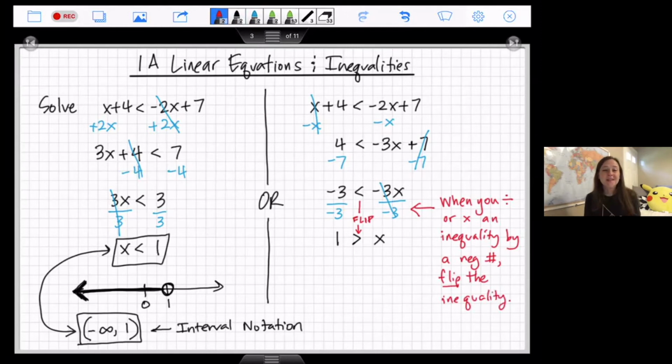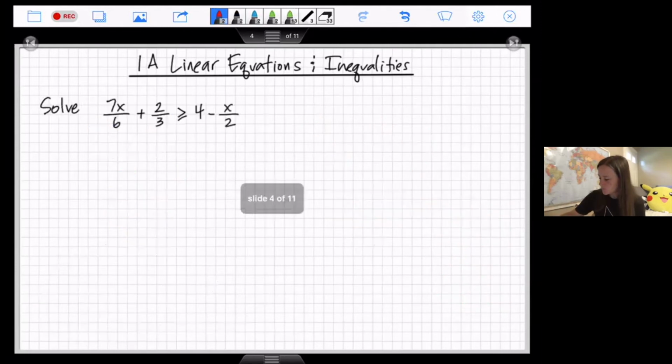All right, so that's really the only difference with our linear inequalities: if you end up in a situation where you have to divide both sides or multiply both sides by a negative number, it does alter the inequality in that way. Let's try one more. So here we have a combination of our inequality techniques and that fraction technique. Remember with equations, I scanned all the denominators and found the least common multiple. So I've got 6, 3, and 2. Those all divide evenly into 6.